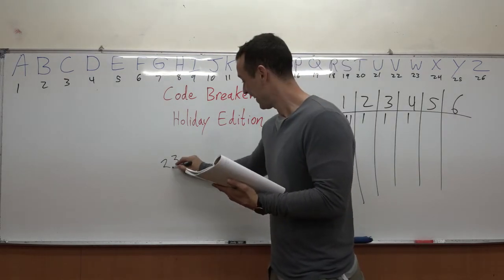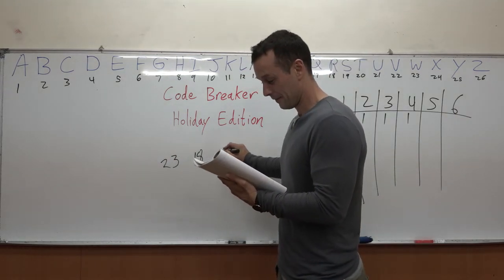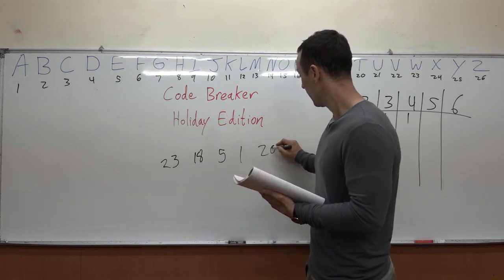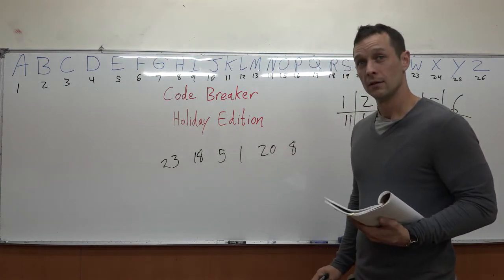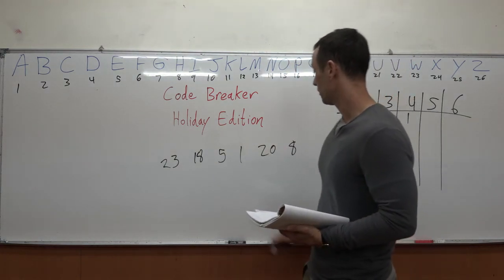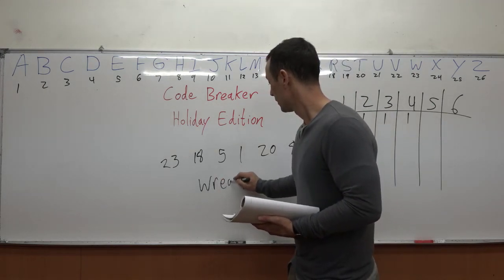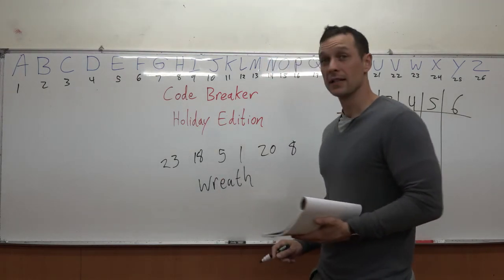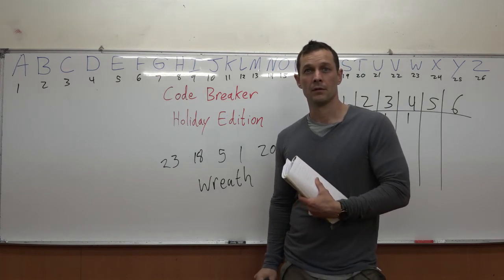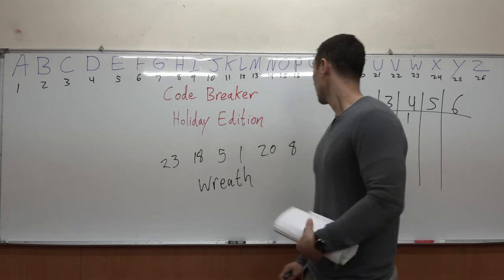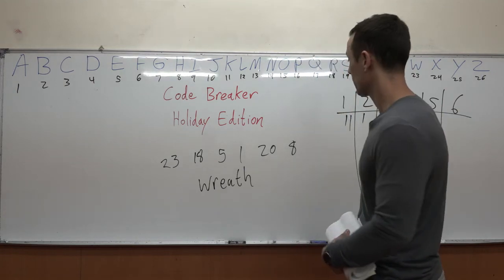Yeah. 23, 18, 5, 1, 28. Wreath. Good job. Who can make a sentence with wreath? The wreath is on my front door. Good job. The wreath is on my front door. Team 5 gets a point.